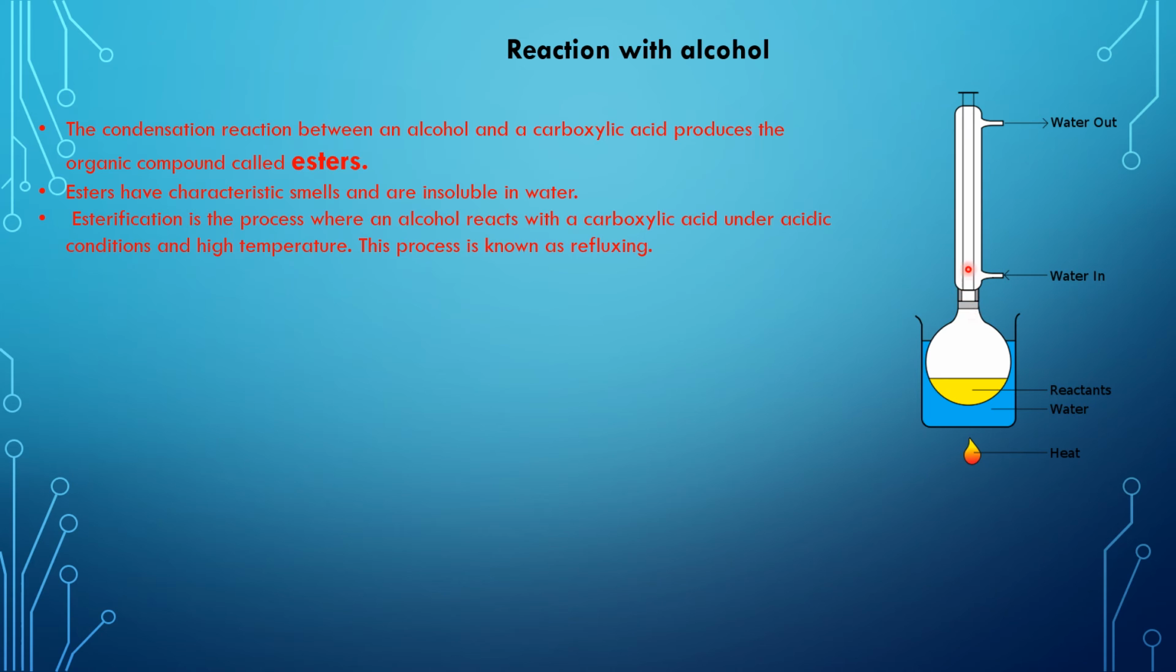The concentrated sulfuric acid that is added in the mixture is used as a dehydrating agent to remove the water from the alcohol and carboxylic acid, as well as a catalyst which allows the process to speed up.